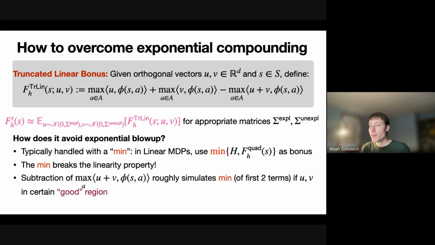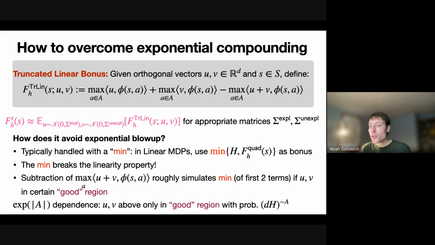Now, roughly speaking, the subtraction off of this third term in the definition of the truncated linear bonus, in some sense, simulates taking a minimum of the first two terms. And this rough simulation actually only holds if u and v lie in a certain good region of R^D. What we'll ultimately show is that they lie in this good region with probability that scales inverse exponentially in the number of actions. So this ultimately is why we end up with exponential in A dependence in our guarantees.